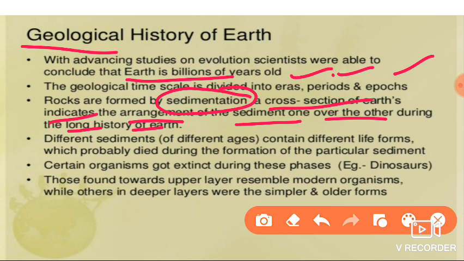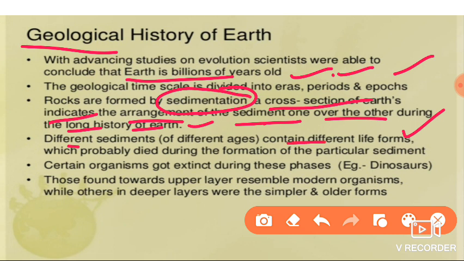If you take the cross section of the earth, you will find different layers. Those layers are mainly formed with the help of rocks and soils, and we call them sediments. Over the long history of earth, all these sediments were formed. Different sediments contain different life forms. For example, in some sediment layers there are many reptiles that are extinct, like dinosaurs.